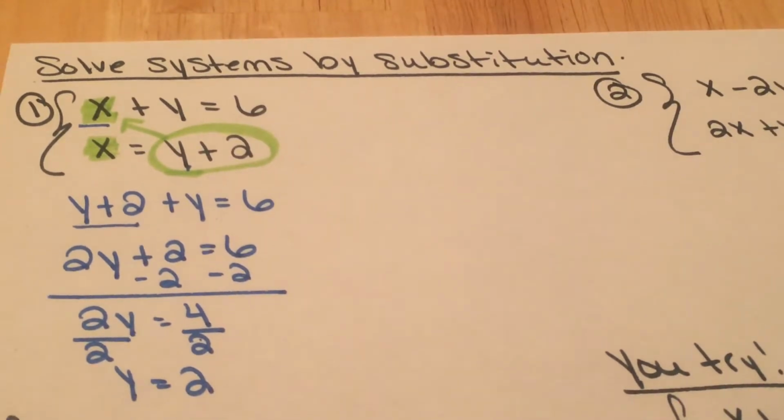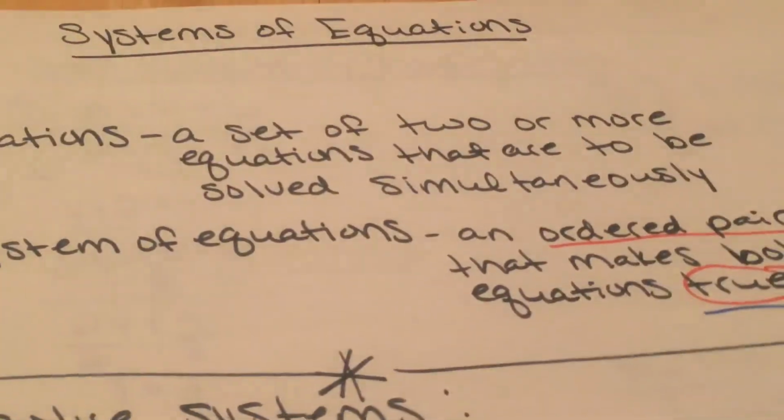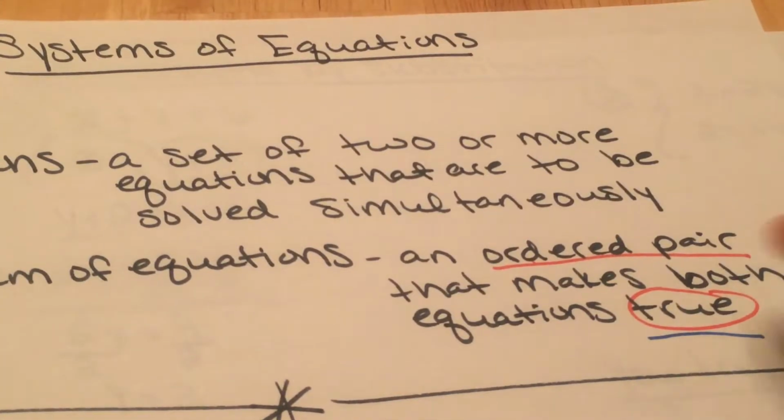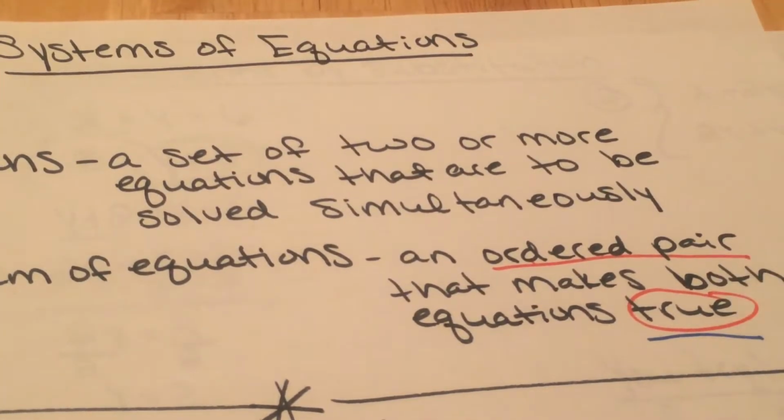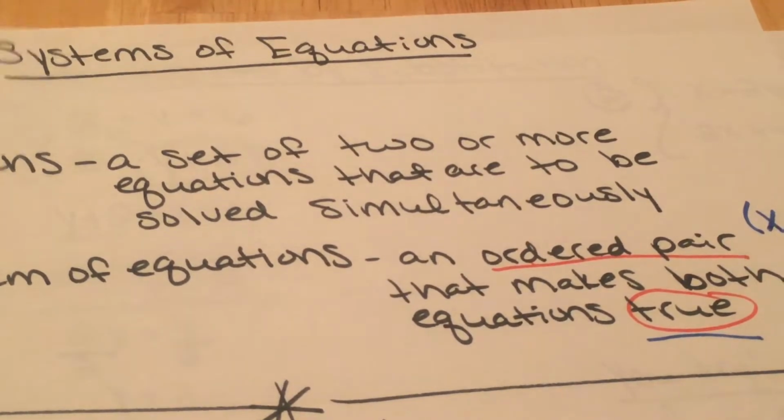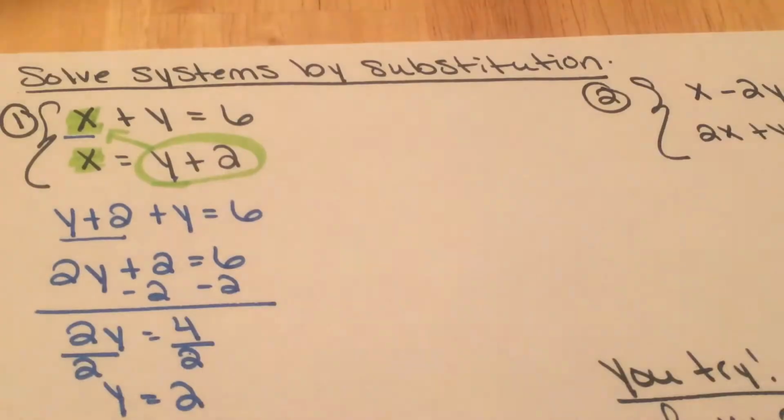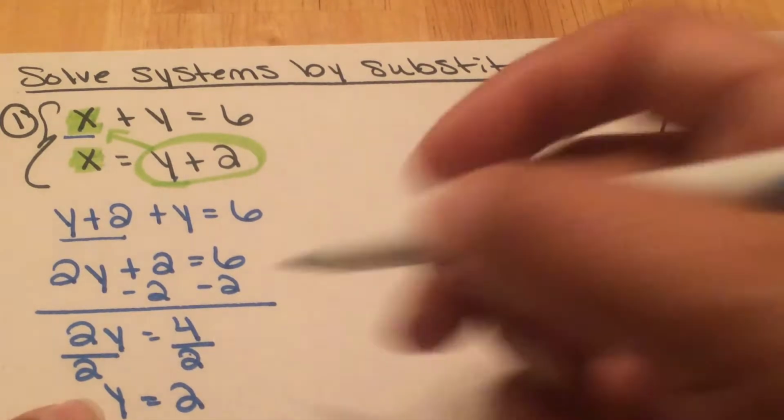But here's the great thing. We're not done yet. What? Remember, going back to our definition, we said it was an ordered pair. And for an ordered pair, what do we have to have? That's right, an x and a y. And what do I have right now? Oh, I just have a y. So now, this is kind of the nice part. I get my y right here. So I already know one piece.